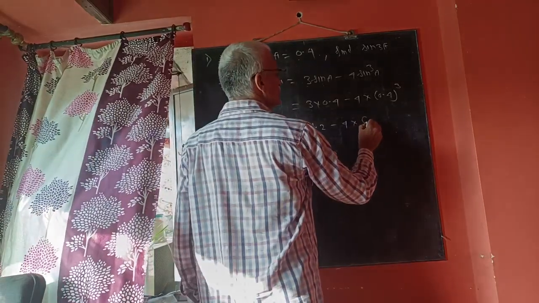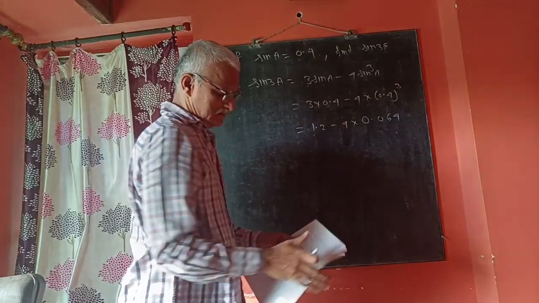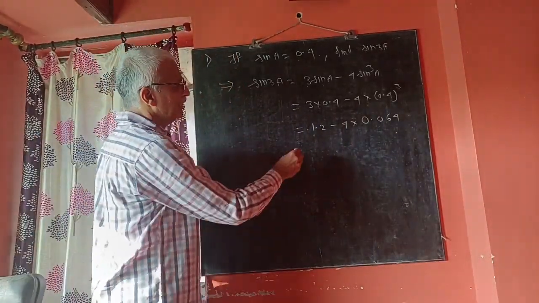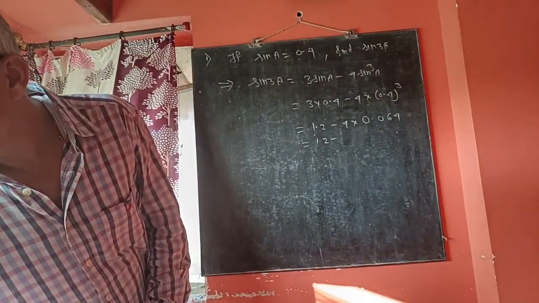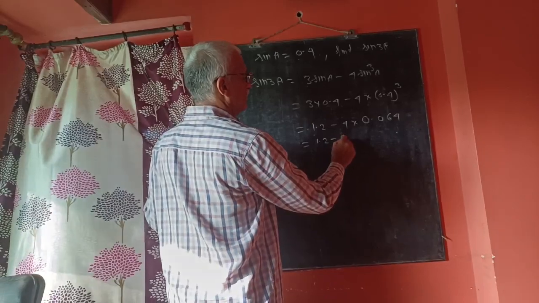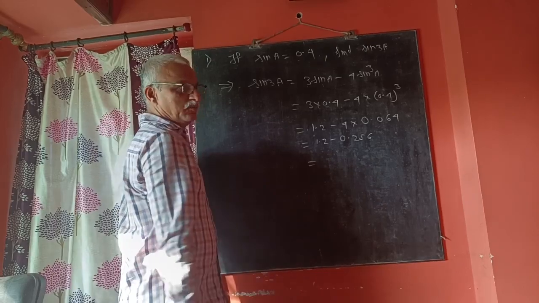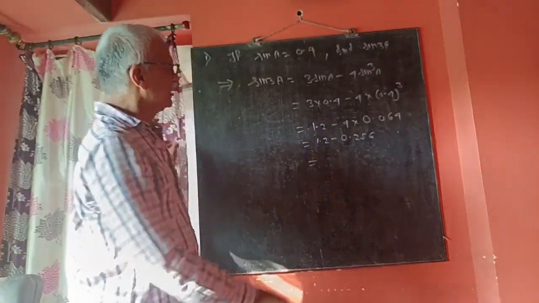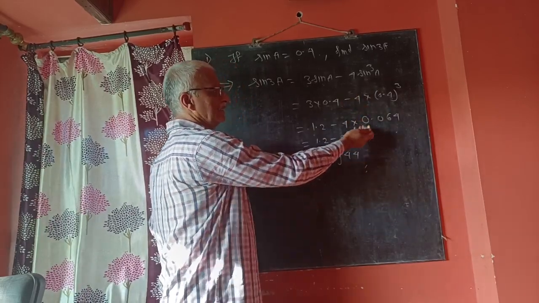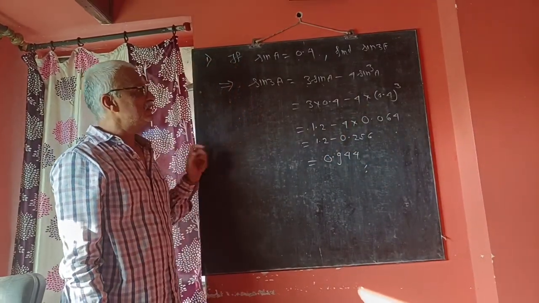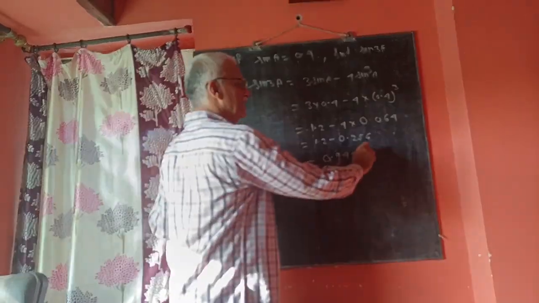So this will be 0.064. Now 1.2 minus 4 into 0.064, that is 0.256. If you subtract 0.256 from 1.2, you will get 0.944. You can do the calculations easily. So the value of sin 3a we have got is 0.944. This is the correct answer.